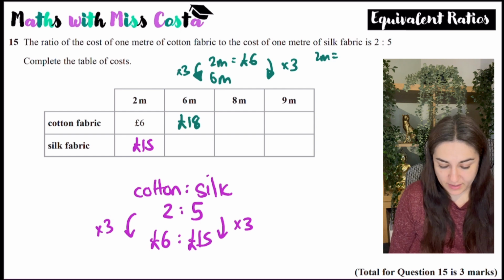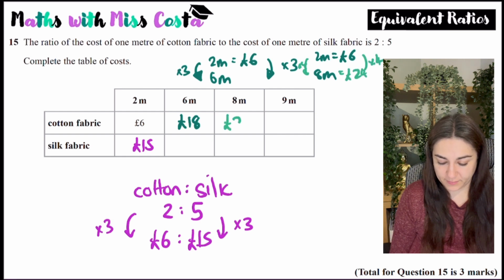I can do the same. 2 meters is £6. So 8 meters, what do I do? I'm going to have to times by 4. So 6 times 4 is £24.